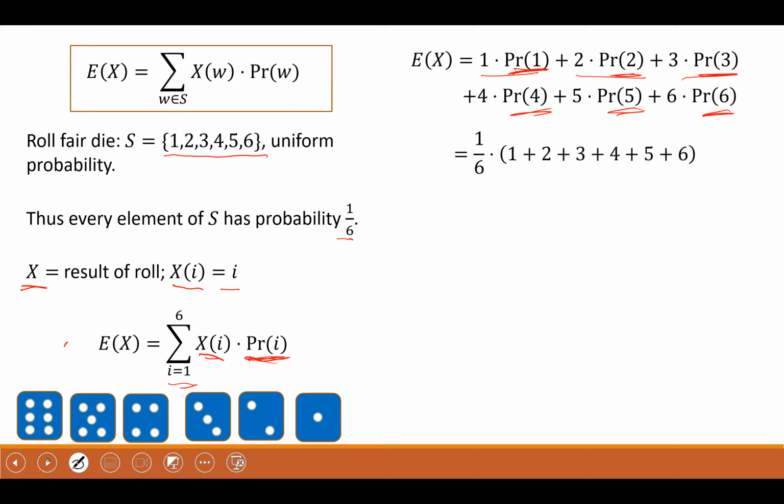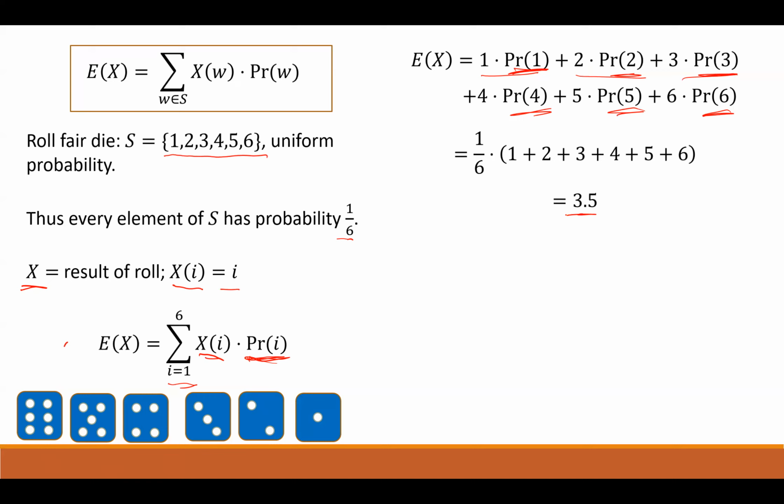So in a uniform probability space, the expected value is simply the average. So here I get 1 plus 2 plus 3 plus 4 plus 5 plus 6 divided by, well, not divided by 1/6, but divided by 6, which is the size of the sample space. So here it really is the average. So I roll a single die and the expected value is 3.5.